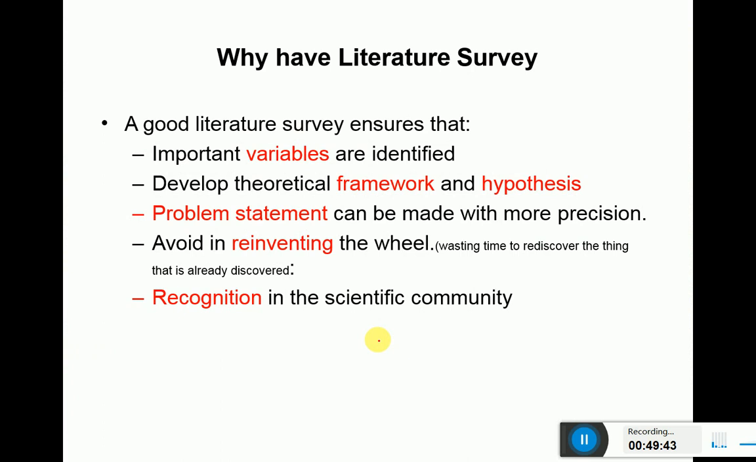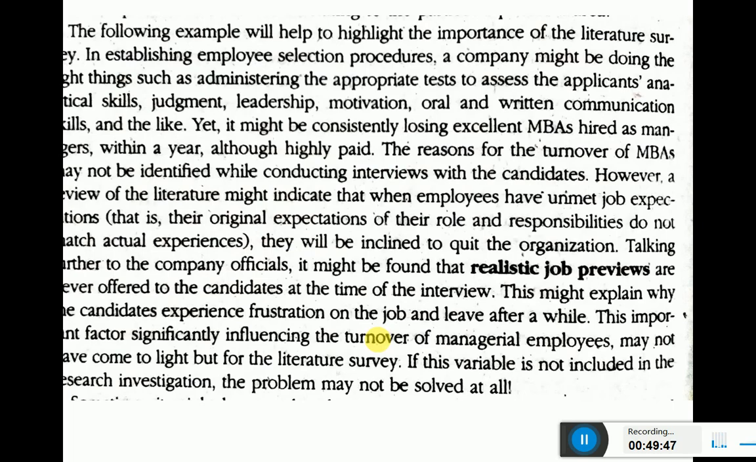What is the reason? I would like to explain this with an example, it will make your idea more clear. The following example will help to highlight the importance of the literature survey.